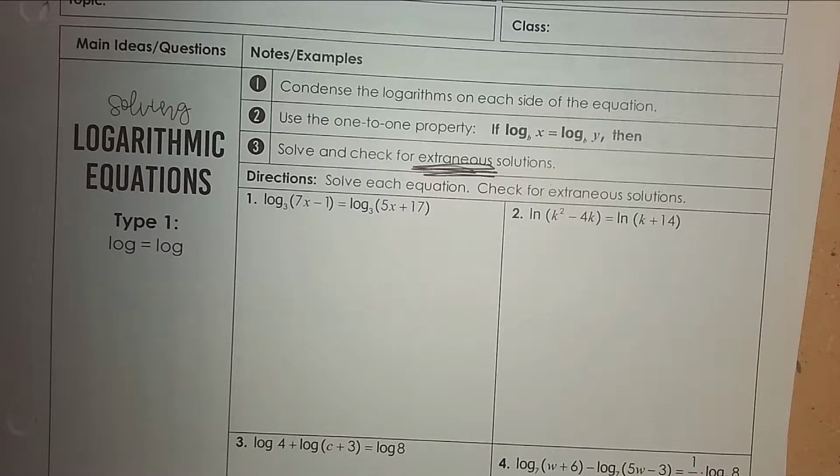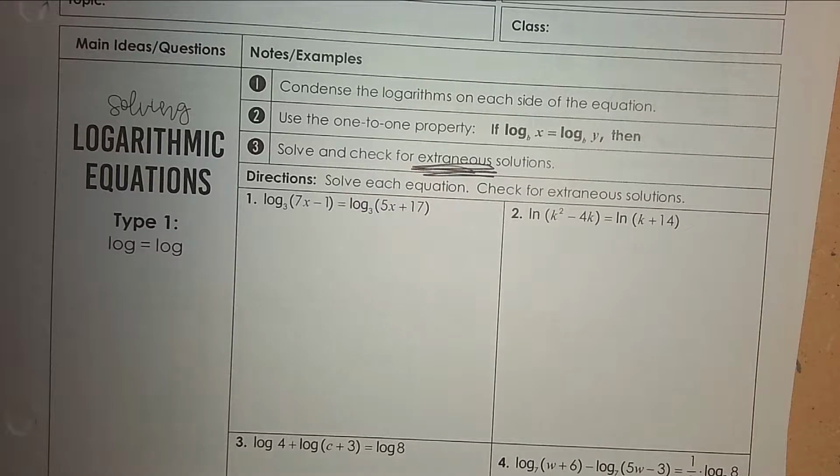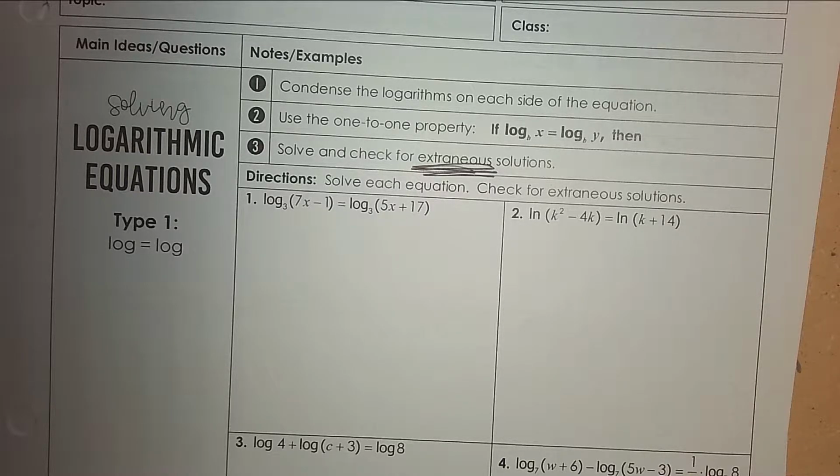And so we need to be aware that what's inside the logarithm cannot be 0, cannot be negative. So when you get an answer, you have to check it at the end to make sure it doesn't equal 0 or is a negative number when you evaluate it inside the logarithm. Did you get that? So it can only be positive numbers inside the logarithm.